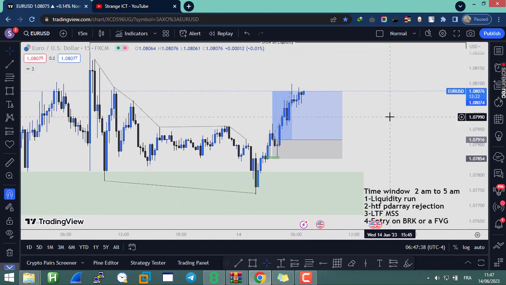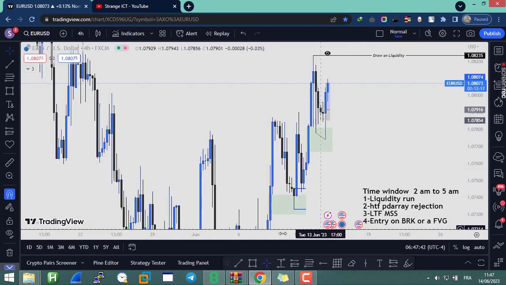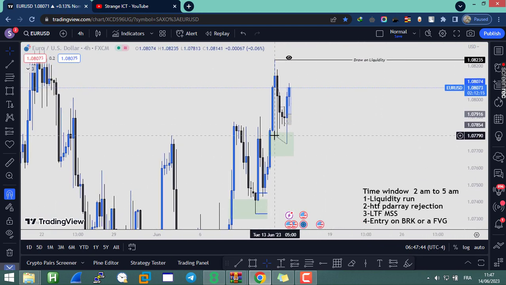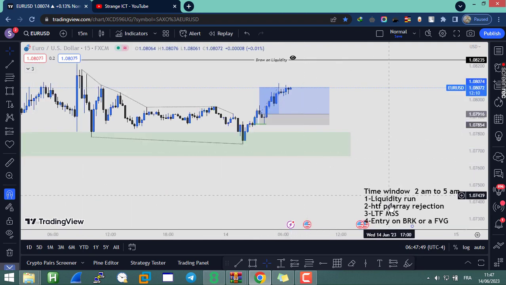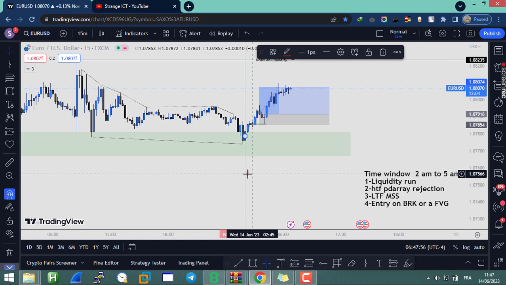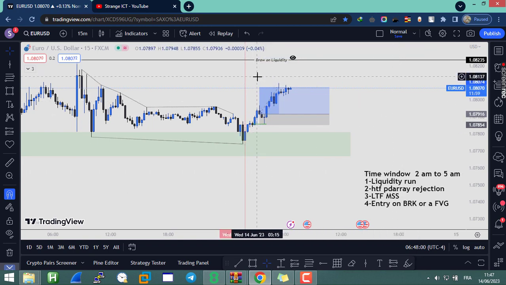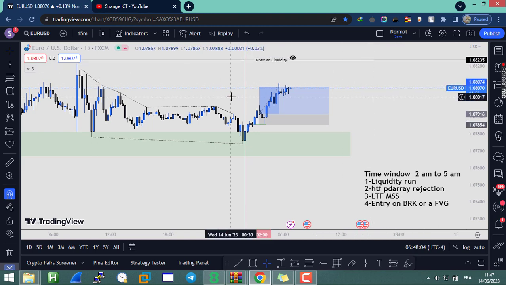Now, as you can see, first of all, price took liquidity from here. Let's go again to the 15-minute. So we are in the time window, so it is 2 a.m. Price took liquidity from here. So the first condition is checked.